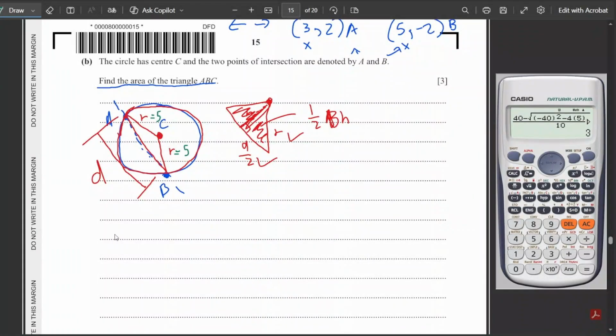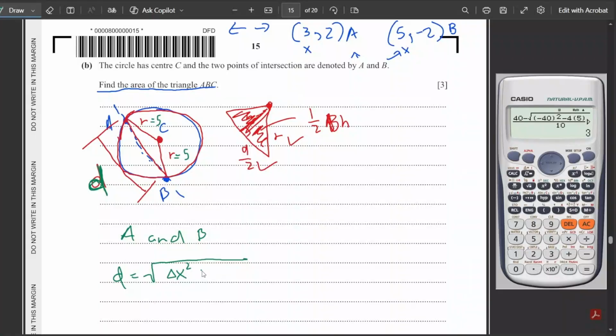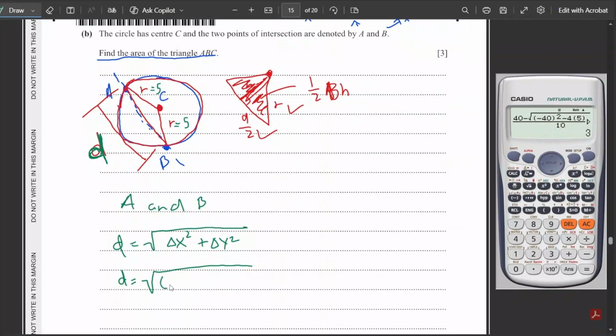How much is this distance, or this chord length? To find this chord length, I have points A and B, and I can find the distance between them. So the distance between them is going to be the square root of the coordinates of B minus the coordinates of A, squared. So first of all, the change in x squared, and then plus the change in y squared. So I have D equals the square root of, what is the change in x? I'm going to go 5 minus 3 squared, right?